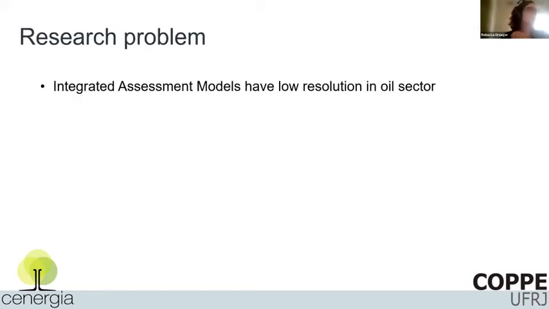So the research problem we claim here is that crude oil is the primary energy source that we mostly depend on, but is the source that is more neglected by the integrated assessment models.